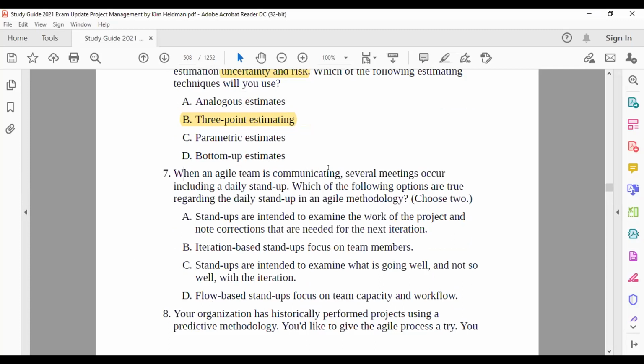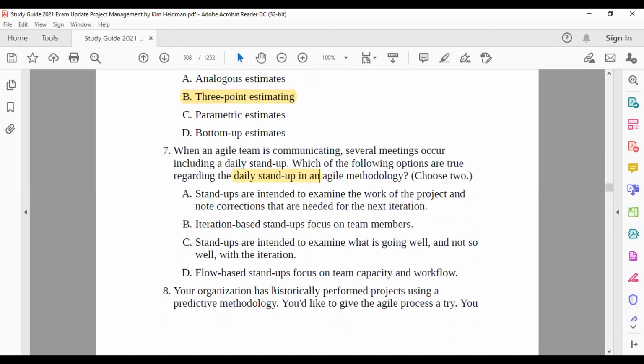Please. When an agile team is communicating, several meetings occur, including a daily stand-up. I just somehow forgot. I remembered it, but I just forgot. Sorry, sir. No problem. Which options are true regarding the daily stand-up? I should not even tell you the answer. There are 3 questions which should be asked, right? So what are they, please? We have to select 2 right answers. What happens in daily stand-up meeting? On the chat window, please.